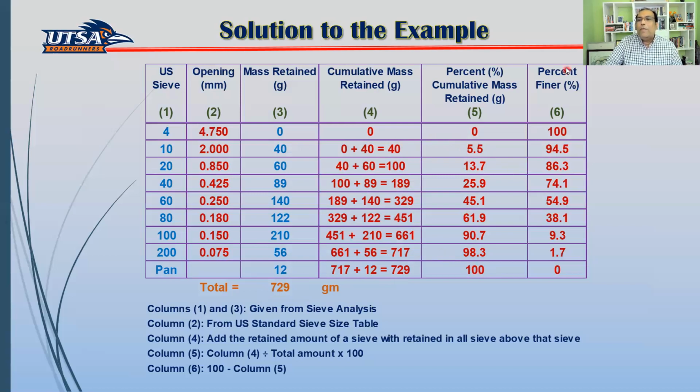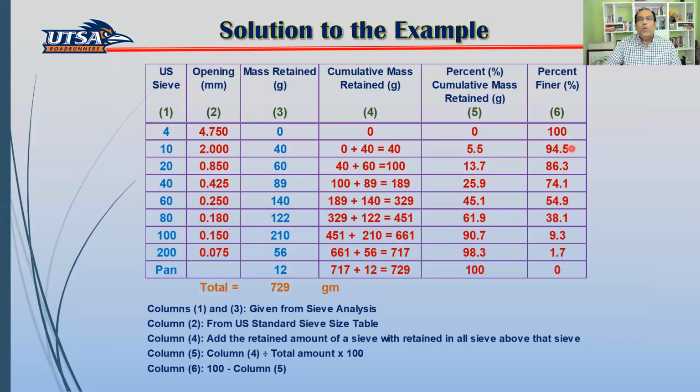Now the percent finer. If you take any particular sieve and say 30% is retained, how much is passing? That's 100% minus 30%, which is 70%. So you subtract the cumulative percent retained from 100 to get your percent finer. That's what we are doing here: column 6 equals 100 minus column 5. So this one is 100 minus 0, that's 100, 100 minus 5.5 is 94.5, and so on.